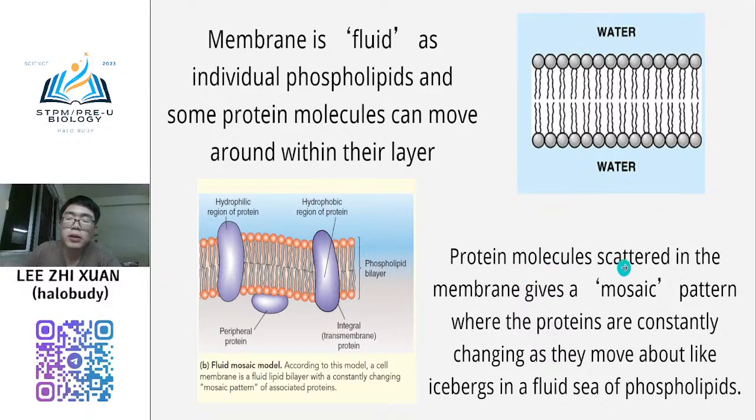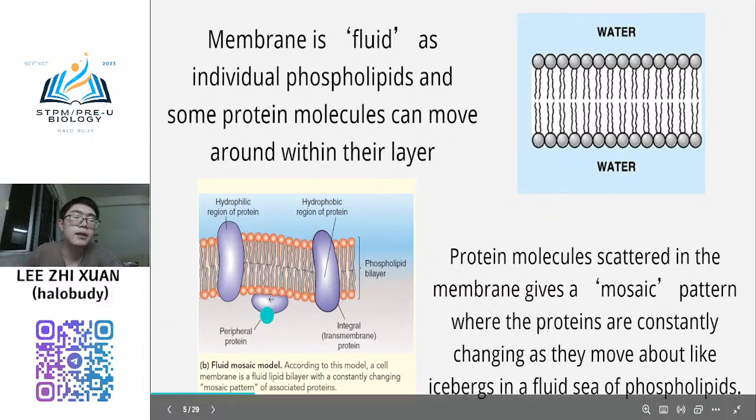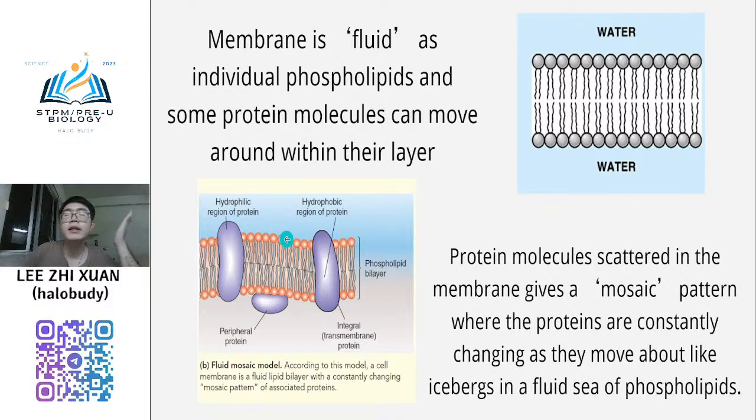Because the protein molecule is scattered in the membrane. Scattered means that it is located randomly. It does not have a fixed location. The protein maybe can be located here, it can be located here. It can be located anywhere within the phospholipid, either at the outer layer or the inner layer.